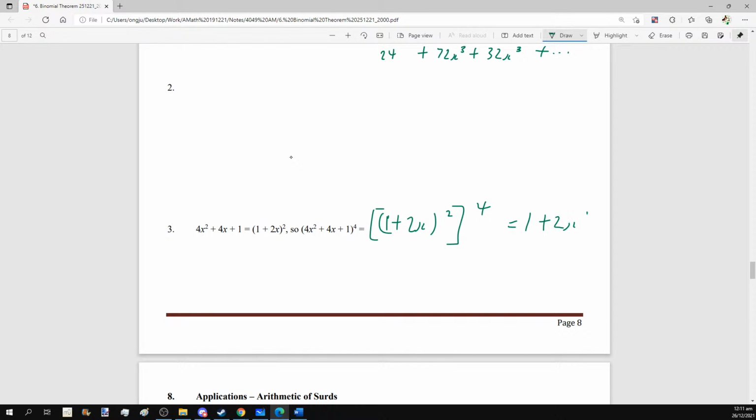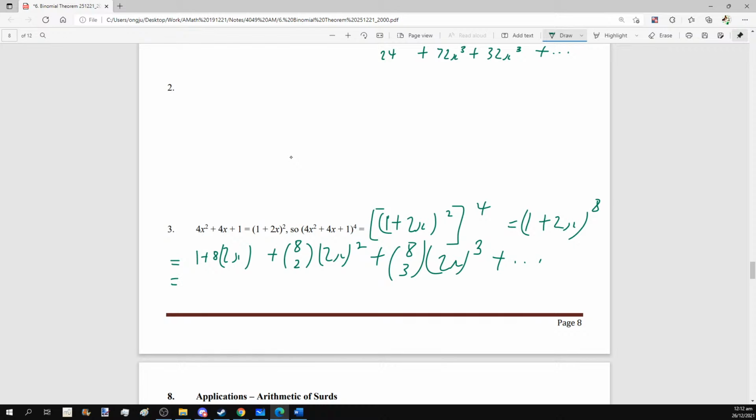It simply turns back into a binomial. 1 plus 2x to the power of 8. And from here, it will be simple enough for us to get 1 plus 2x power 8. Wait, hold up. There we go. So it will be simple enough for us to use the simplified version of the binomial theorem formula, where the first object is 1.